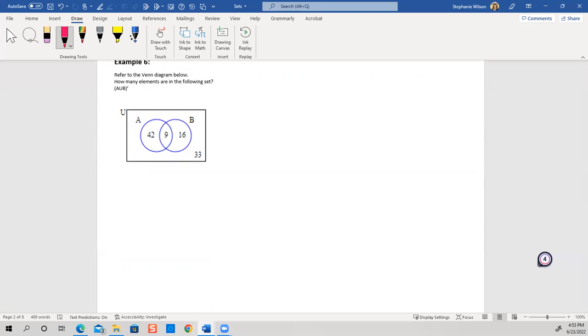Let's do example 6. It says using this Venn diagram again, we're going to find A union B prime. And this notation here is the same as saying A prime intersects B prime. It's the same as doing it like this. Okay, so we're going to find that one. Well, when we find that one with the one given to us, we know that the total, the universe, elements shows to be 100.